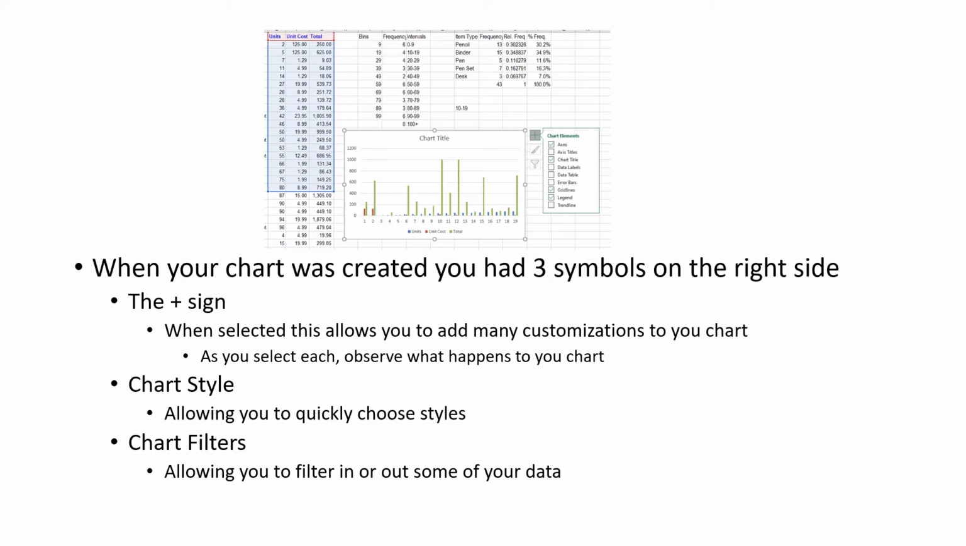You've also got the next one, which is a paintbrush, which allows you to change the style of your chart. And you can see if you click on it, there's a lot of different styles to choose from. Then the funnel, which indicates filters, allows you to turn on and off different things.